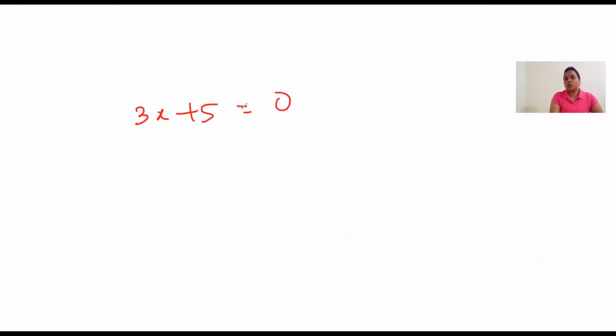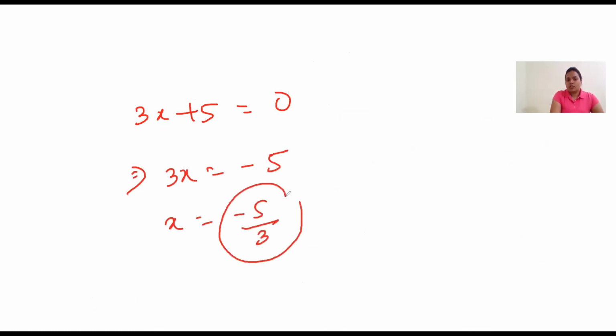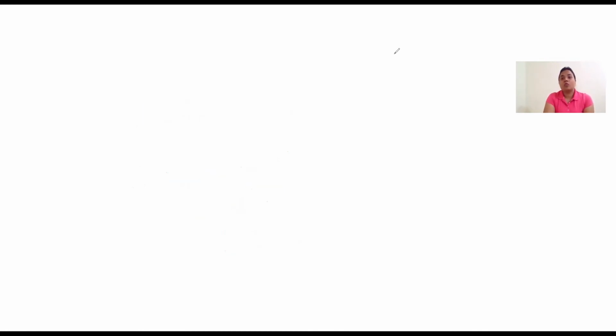Suppose 3x plus 5 is equal to 0. How do we solve this? 3x is equal to minus 5. x is equal to minus 5 upon 3. So what is the value of x? Minus 5 upon 3. It means minus 5 upon 3 is the zero of this polynomial. As it was a linear polynomial, we got only one value for x. If it were quadratic, we would be getting 2 values. So first we will learn how to read the graphs and how, from the graphs, we can read the values of x.